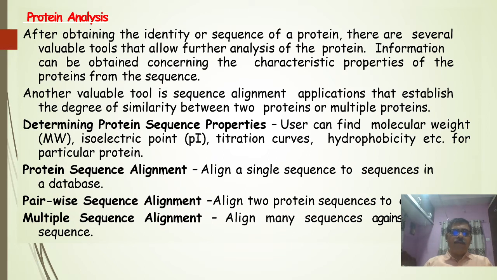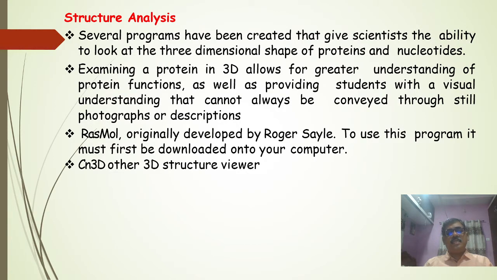You can say that protein analysis, determining the protein sequence properties, and protein sequence alignment, that is pairwise sequence alignment and multiple sequence alignment, can be done by using bioinformatics in life sciences. Next, structure analysis can also be done. The structure analysis is done mainly for proteins.